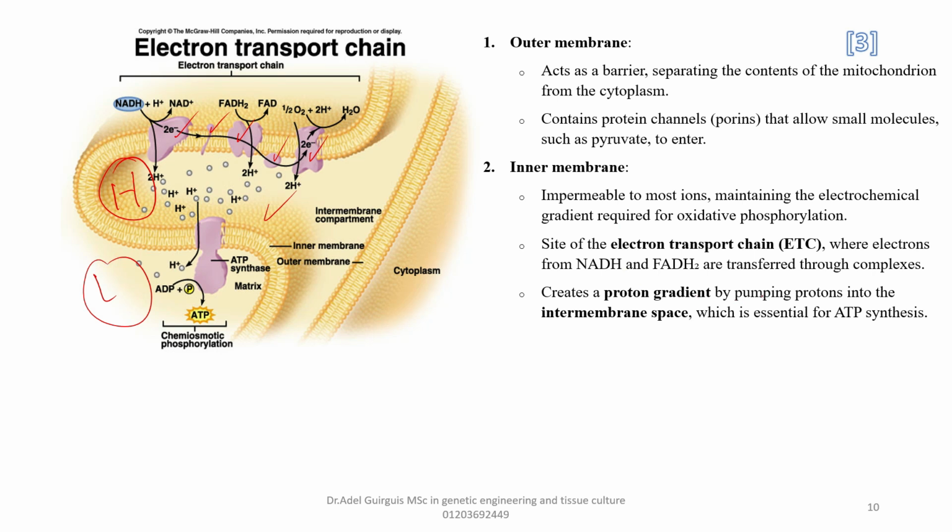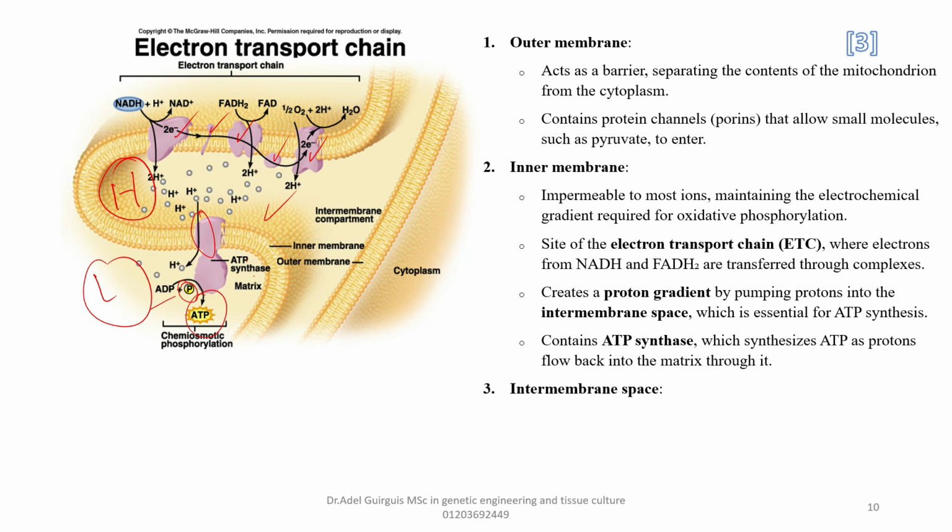Okay, and it creates energy by passing protons within the channel attached to ATP synthase. This creates energy enough to bind Pi with ADP to form ATP in the process of chemiosmotic phosphorylation. It contains ATP synthase, also a protein, which synthesizes ATP as protons flow back into the matrix through it. Here the intermembrane space accumulates protons during the ETC, the electron transport chain, establishing the proton gradient.